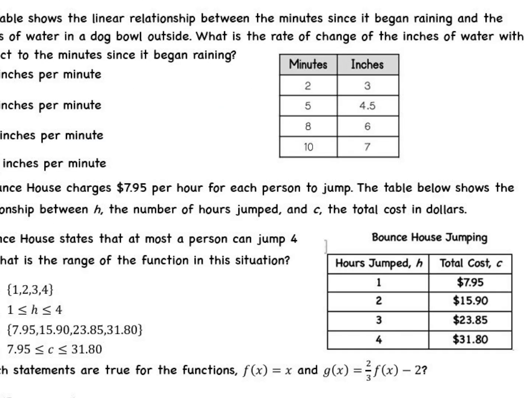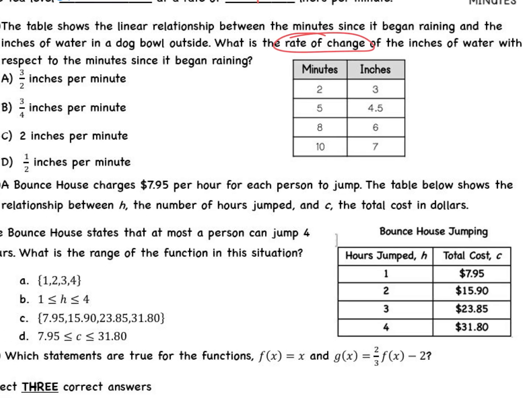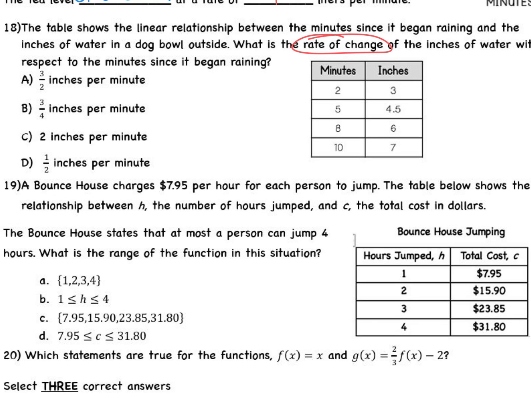Another table, it's talking about minutes since it began raining and the inches of water in the dog bowl. Here's your key word. Rate of change is slope. So again, you've got several options, just like we looked at before. Change in y over change in x. You can use Desmos. You can use 413. You can do y2 minus y1, x2 minus x1. I'm going to do change in y over change in x. And I'm not going to worry about that decimal there.